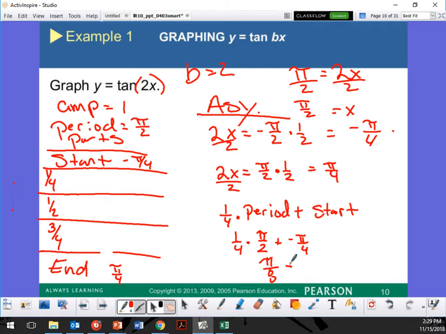Is that still going to be the pi over 4? Yes. So multiply by 2, which gives me negative pi over 8. So that means that my value here is negative pi over 8. Okay, can I erase my other asymptotes? Because we got that written down, right?